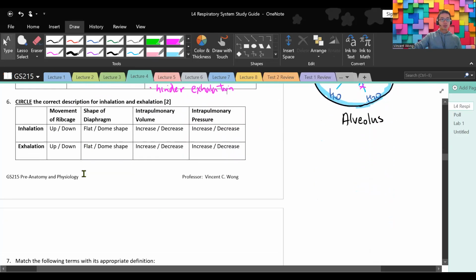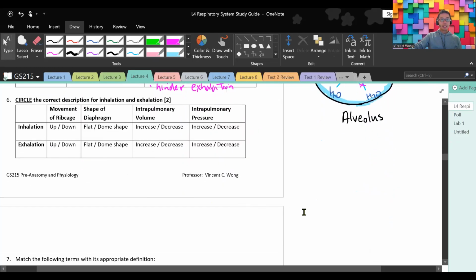Okay, circle the correct description for inhalation and exhalation. Let me just help you out with this, with a diagram. Okay, so this is an exaggeration, okay, to help you understand. So let's do inhalation.